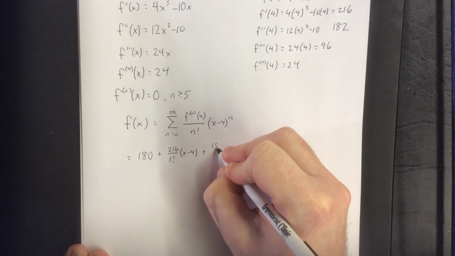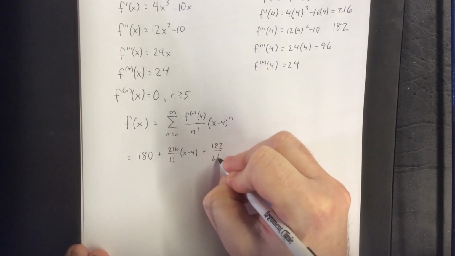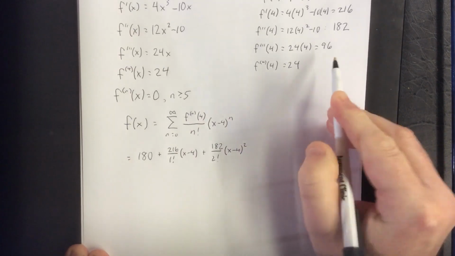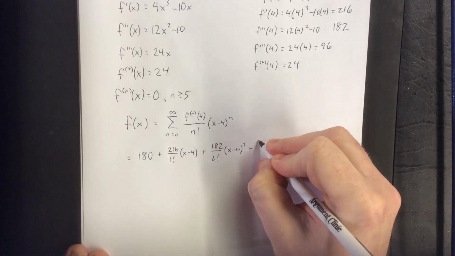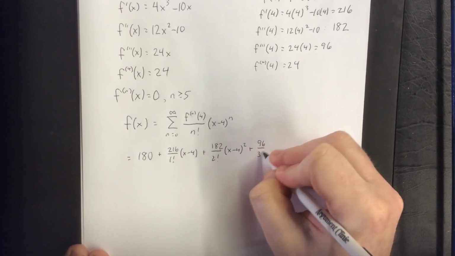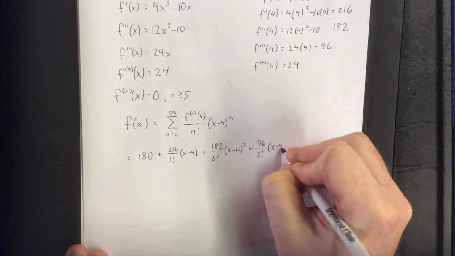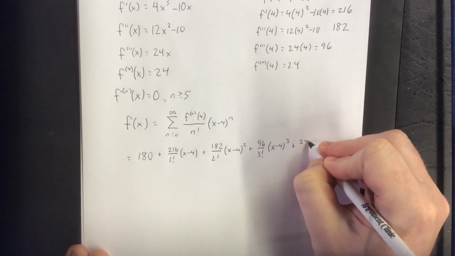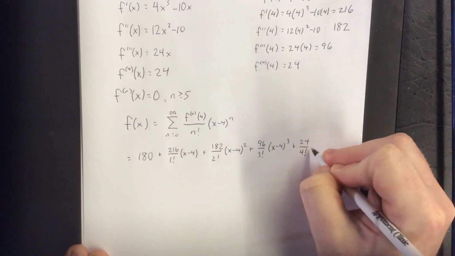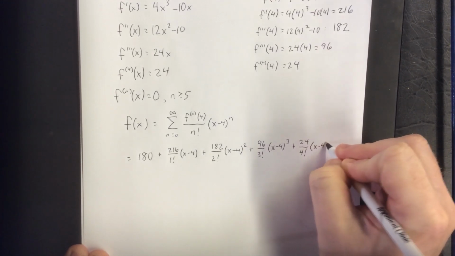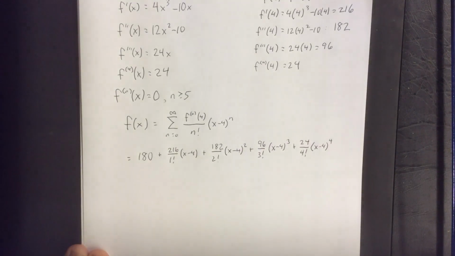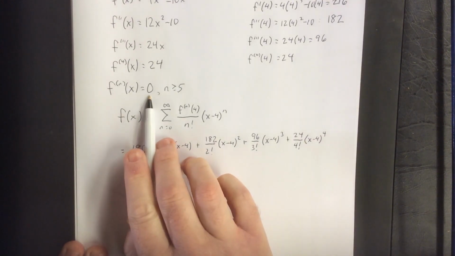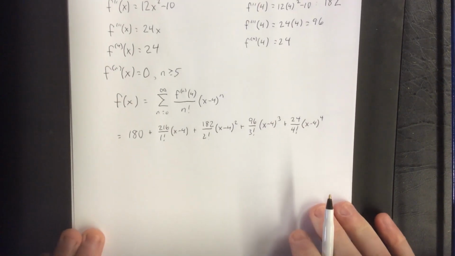plus 182 divided by 2 factorial times x minus 4 squared plus 96 over 3 factorial times x minus 4 raised to the third power plus 24 divided by 4 factorial times x minus 4 raised to the fourth power. Every term thereafter will be 0. So this is the end of our Taylor polynomial.